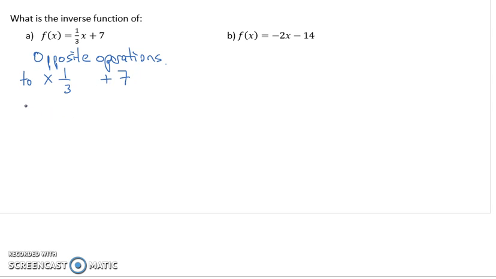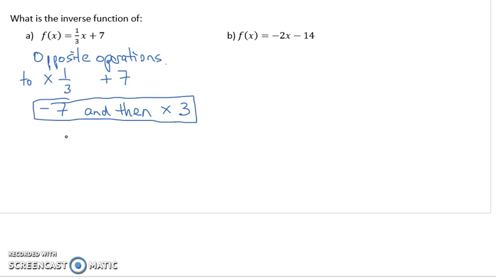So we have to first subtract 7, and then multiply by positive 3. So again, f of x was multiplying by 1/3 and adding 7. And then the opposite operations for f inverse of x is going to involve subtracting 7 first and then multiplying by 3. So let's see how this is actually done formally. It doesn't just mean we write f inverse of x is negative 7 plus 3x. That's not what we do.